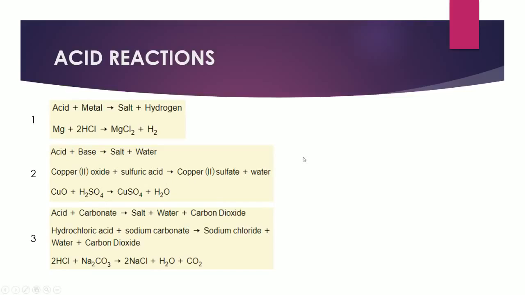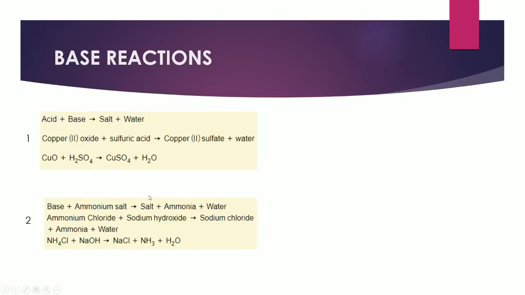Acids plus carbonates are similar. You get salt, water, but you also get carbon dioxide. So in the example, hydrochloric acid and sodium carbonate, the salt will always be a combination of the metal ion, which is the sodium ion, with the anion from the acid, which is the chloride ion. When they combine together, you get sodium chloride, the salt here, and along with the two byproducts of water and carbon dioxide. So it's fairly simple to remember.